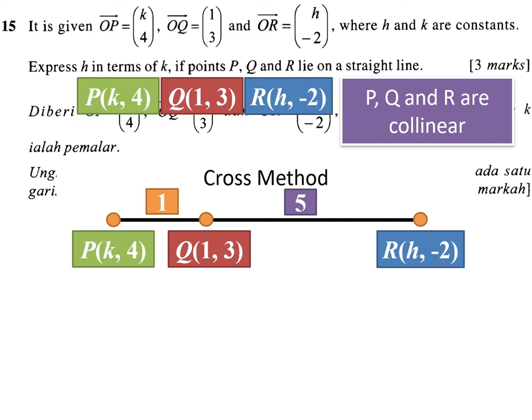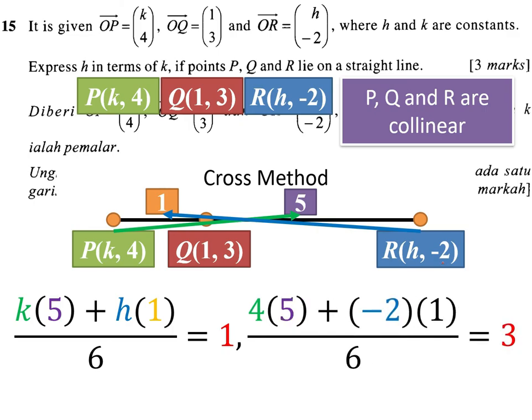So now we can use our cross method. So 5 times k plus h times 1 over 6 is equal to 1. Then you just move around, you will get your final answer. h is equal to 6 minus 5k. They will give you your first mark if you manage to find out your ratio is actually 1 and 5. Both values must come out. The second mark is when you apply the formula and you compare with the 1. Second mark will be given when you write down h is equal to 6 minus 5k.